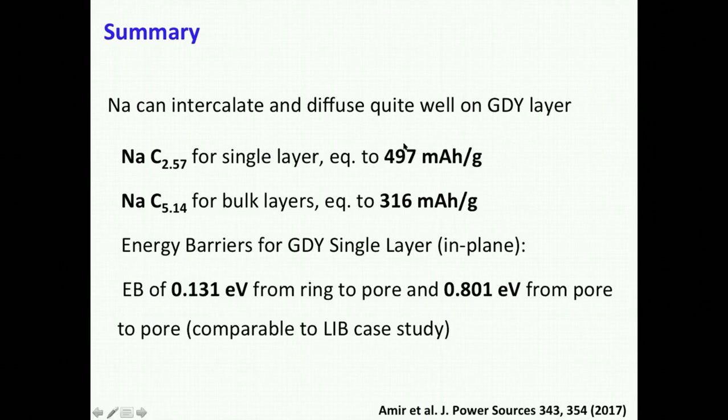So this is the capacity for single layer, almost 500 milliampere hour per gram, but in case of bulk, which is the actual material, it's 316, a bit smaller than graphite in case of bulk. And the energy barriers for single layer we have calculated, that's quite fast. Except this one, 0.801, which is a bit on the higher side, but this 0.131 eV is quite fast, comparable. So all of these promising results show that GDY could be a very good anode material for sodium ion batteries.